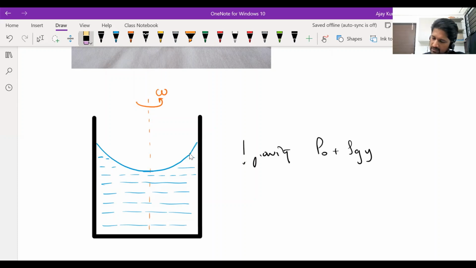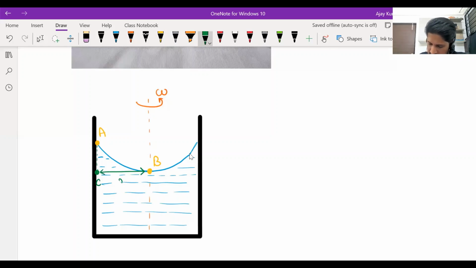Now, let's try to derive an expression for this surface. We actually want to derive the shape of this surface. So what shall we do? We'll take one point here, call it B. Take one point here, call it A. And take another point below A, which is at the same depth as B. Let's call it C. Now between B and C, the distance is Y.